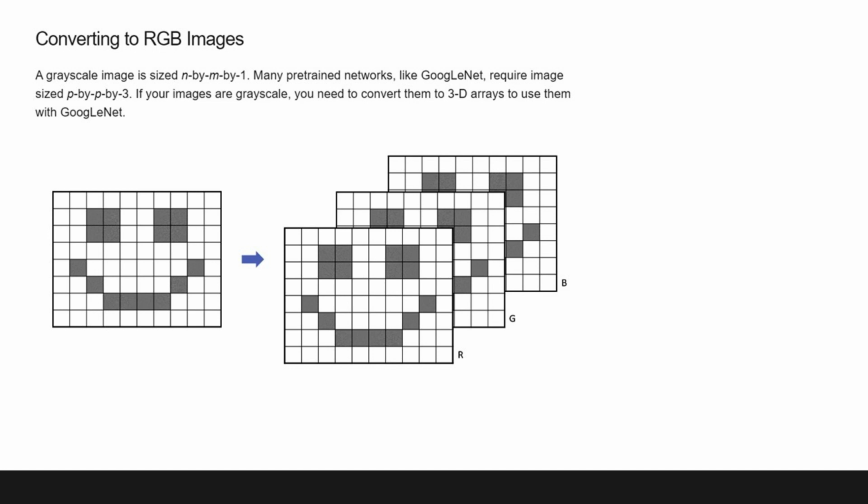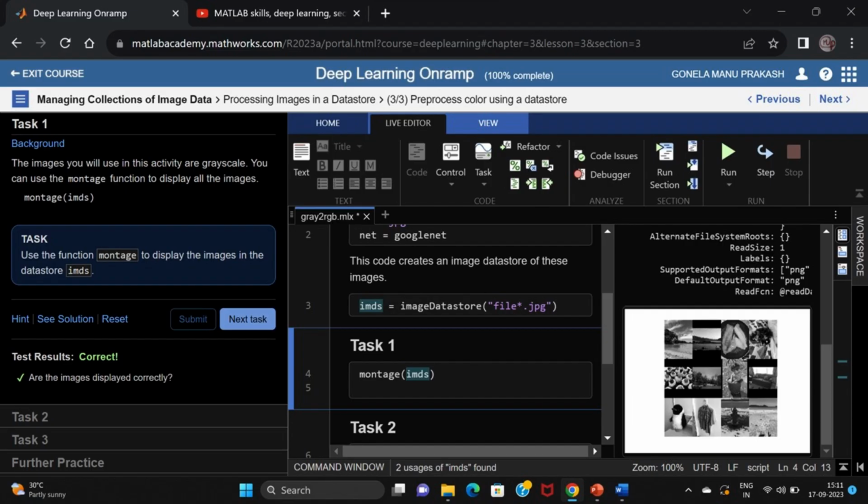Converting to RGB images. A grayscale image is sized n by m by 1. Many pre-trained networks like GoogLeNet require images sized p by p by 3. If your images are grayscale, you need to convert them to a 3D array to use them with GoogLeNet. The images you will use in this activity are grayscale. You can use the montage function to display all the images.